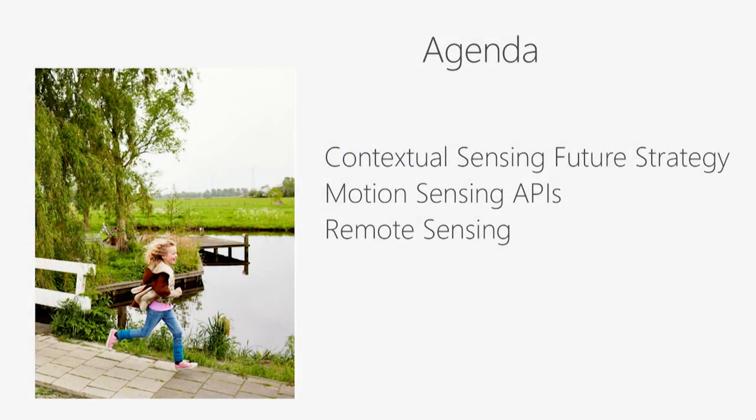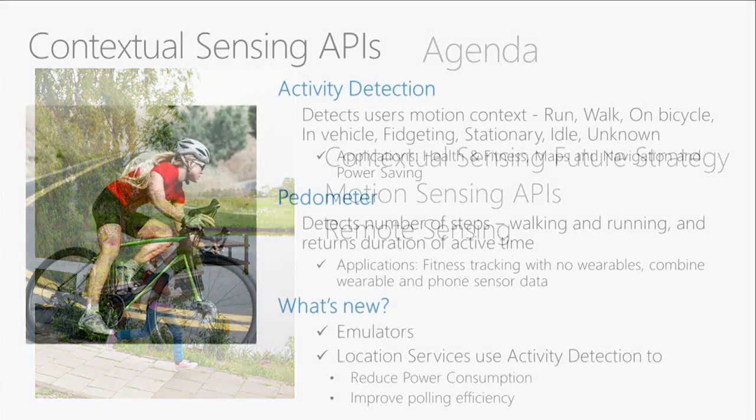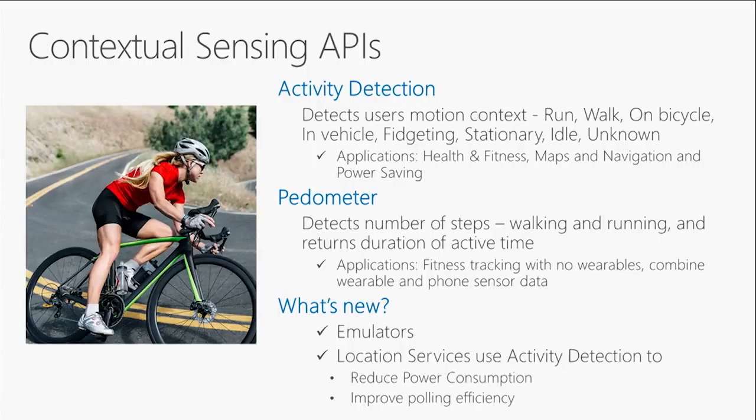Today, I'd like to cover three topics. One, future strategy for contextual sensing APIs. Two, new APIs for motion sensing. And the third topic is remote sensing. So let's get started. Let's begin with the future strategy for contextual sensing APIs.